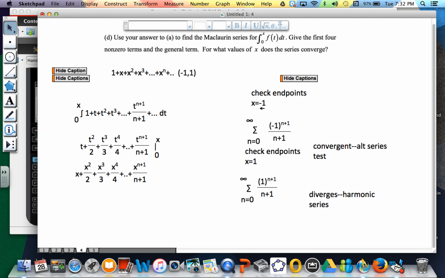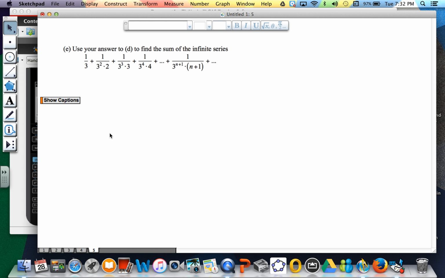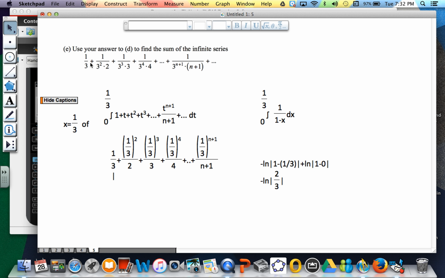When I check endpoints, when x equals -1, I get a convergent alternating series. When x equals 1, I get a divergent harmonic series. So now my interval of convergence is as shown. Finally, use your answer in D to find the sum of the infinite series. Okay, well, 1/3 plus 1 over 3 squared times 2, 1 over 3 cubed times 3.